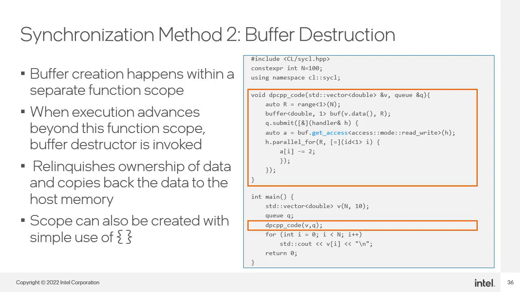In this example, the buffer declaration and the queue submission has been put in its own function, void DPCPP code. The buffer declared in the kernel is within the function, meaning that before coming out of the function, the buffer has to be destructed. This happens because of the rules of C++. This has now placed the host on hold for the kernel to complete execution. This form of synchronization can also be achieved by simply using curly braces around the buffer, although this isn't as friendly as it makes the code difficult to read later on.